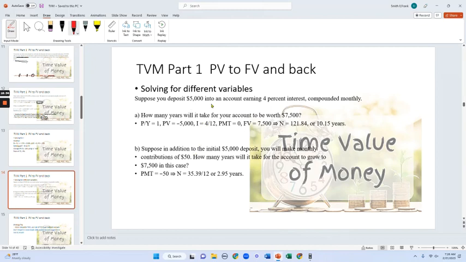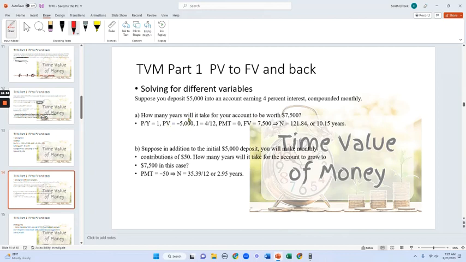Suppose you deposit $5,000 into an account earning 4% interest compounded monthly. Now, what would that look like? We're trying to find N. The N would be in monthly, the I would be in monthly, and if there was a payment, it would be in monthly. But we're solving for N in this case. We don't know what it is.